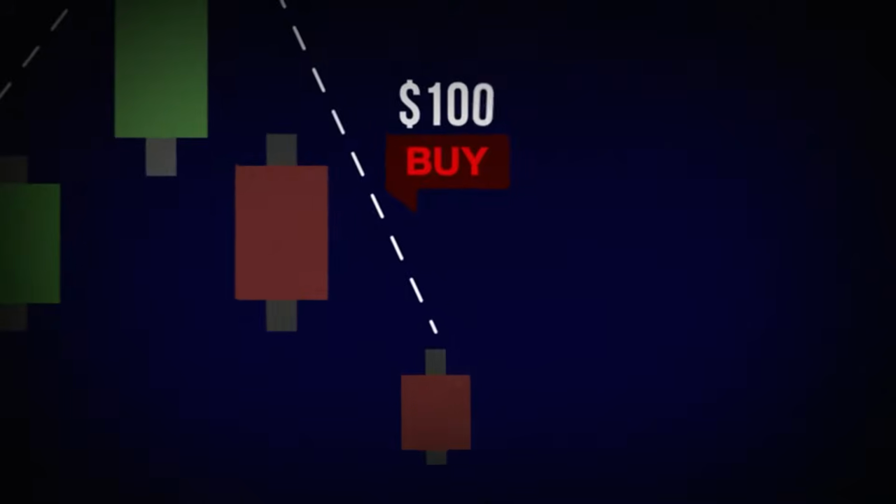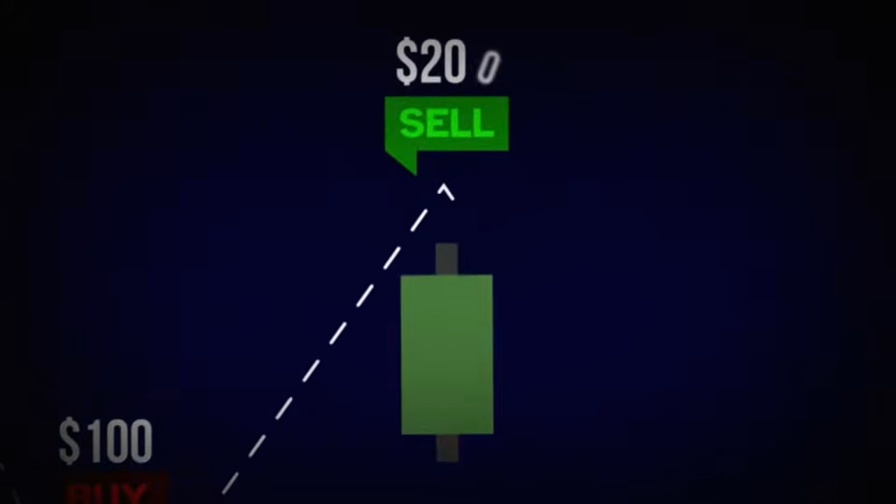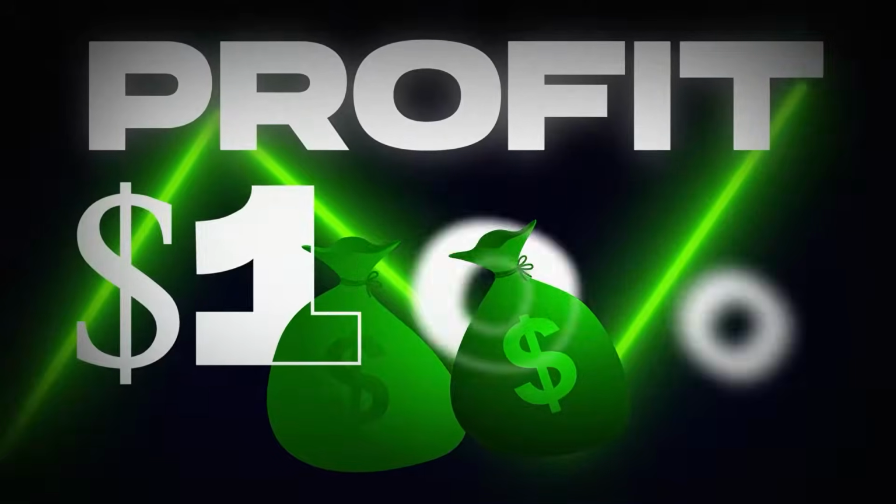So what is trading? Trading involves buying and selling financial assets in hopes of making a profit. Oftentimes in trading, you'll hear people say buy low, sell high. What they're referring to is that they're buying the price of the asset low and selling high, making a profit between the difference of the low and the high.